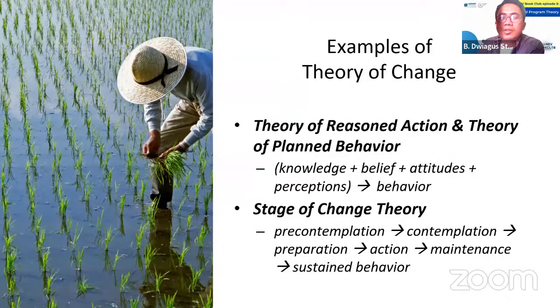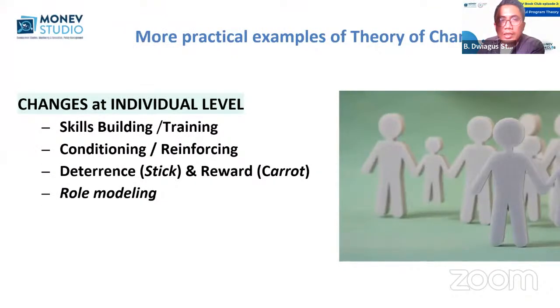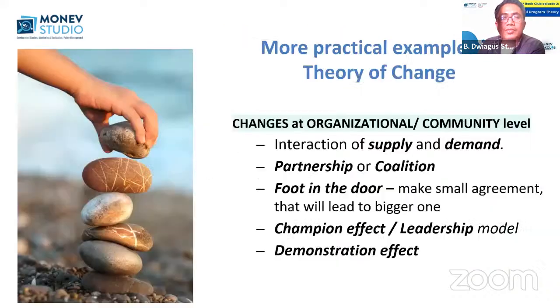Some of you are probably already familiar with one of them, like theory of reasoned action, stages of change theory. Sometimes when I see a program, I think, oh, this is the theory that is implicitly being implemented in the program. And this is more practical, probably: skill building training, conditioning and responsive deterrence and reward, role modeling. Probably you get the idea of this theory of change, and more about the change at the organizational and community level. So the book actually highlights this very briefly. I think I put some additional ones there, like foot in the door. This is something that I think is very useful.